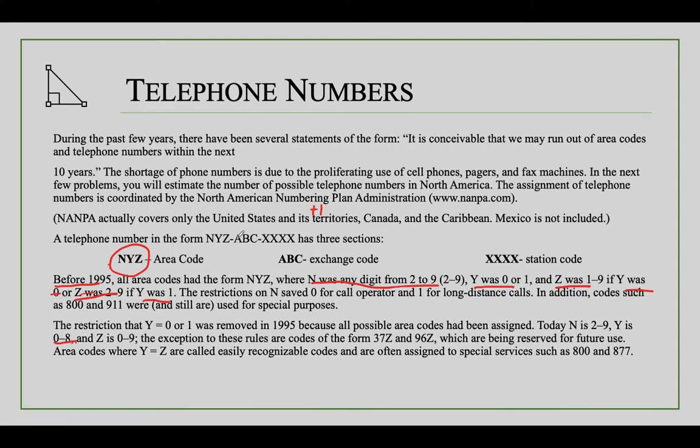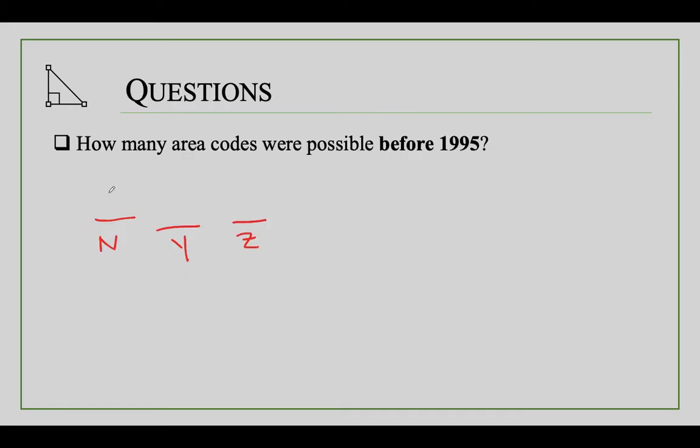Before 1995, okay, so N was a digit 2 to 9. So 9 minus 2 is 7, and then we add 1 to include my first number. So that's a big thing I think we forget. When we're trying to figure out the total numbers between something, we have to remember that we're including the first and the last number. So 9 minus 2 gets me 7, but I need to add 1 so that 2 is included. So that's going to give me 8. So I have 8 options for N.